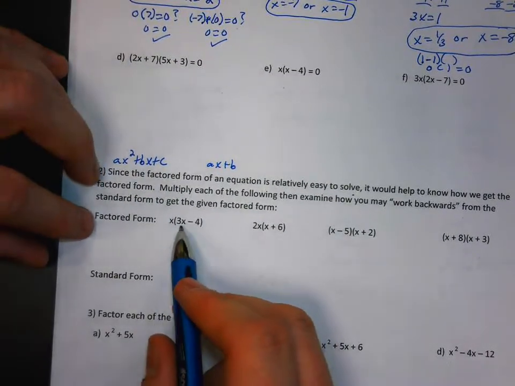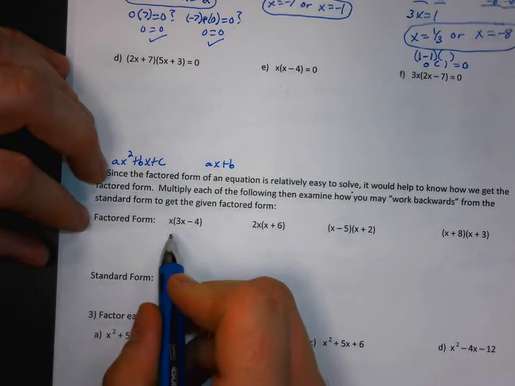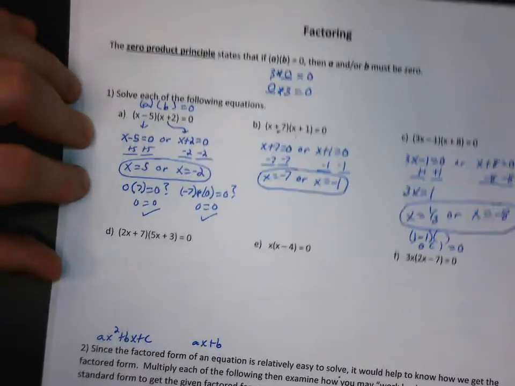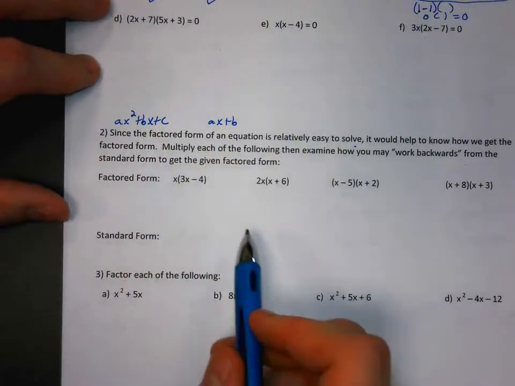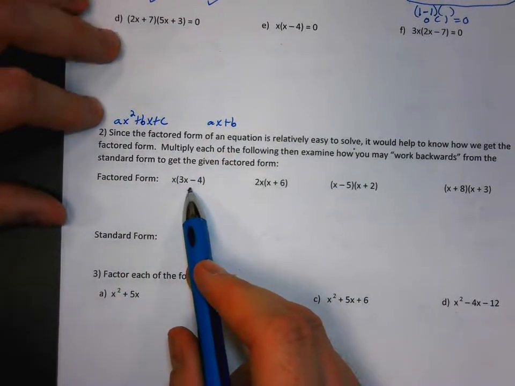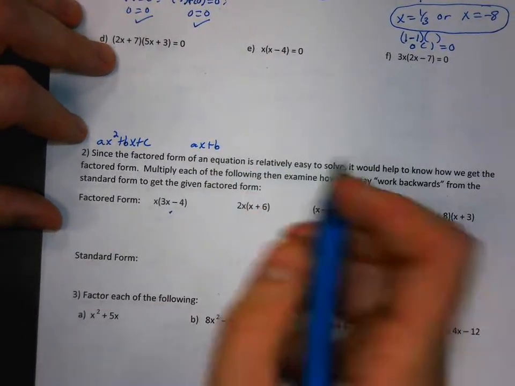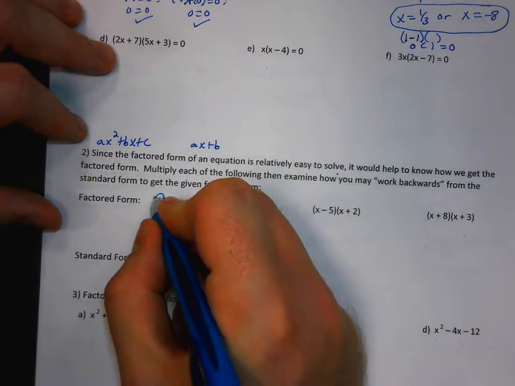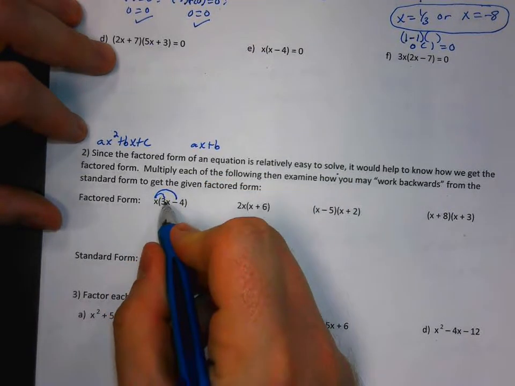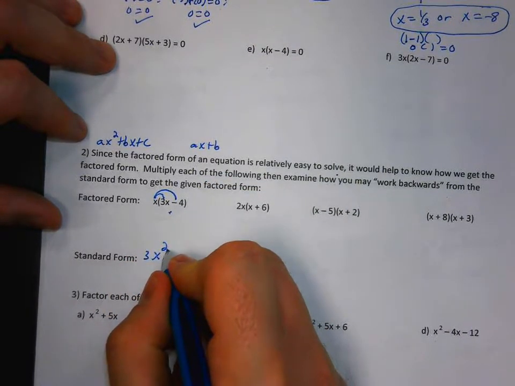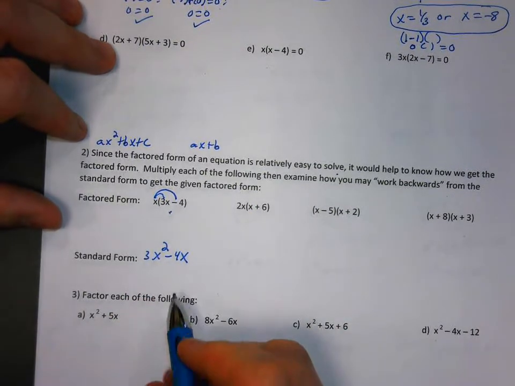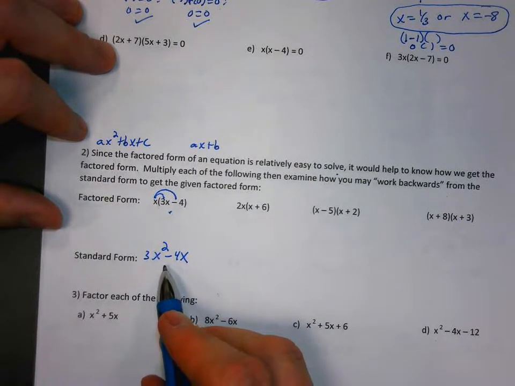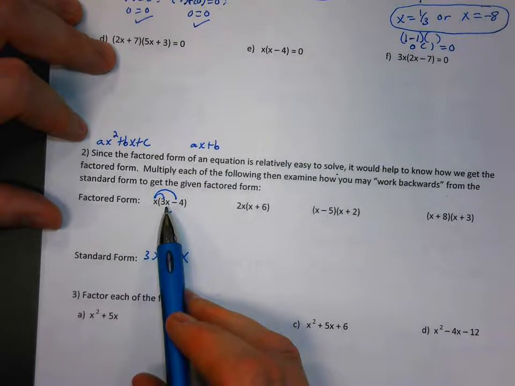So if we have the factored form of x times (3x - 4), again, it looks similar to what we had up here, like x times (x - 4), kind of the same idea. If we work backwards and actually multiply this together, using the distributive property, x times 3x is 3x², and then x times -4 is -4x. So that is the standard form that we end up with, and we started with the factored form.